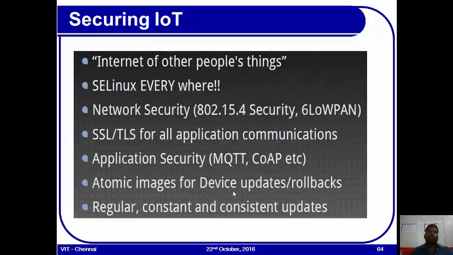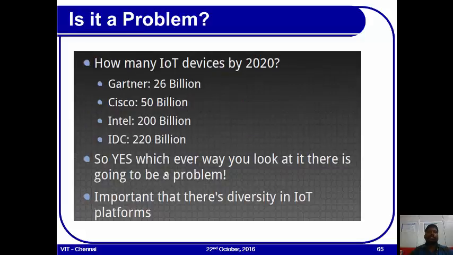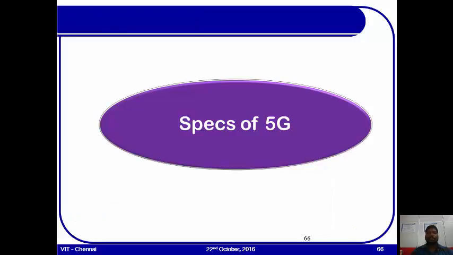Securing IoT is a big question mark. We have SSL/TLS. This gives a partial level of network-level security. Is it a problem? How many IoT devices will be in the marketplace by 2020? Gartner's expectation is 26 billion, Cisco 50 billion devices, Intel 200 billion, IDC 220 billion. So yes, every way you look at it, there is going to be a problem. It is important that there is diversity in IoT platforms.